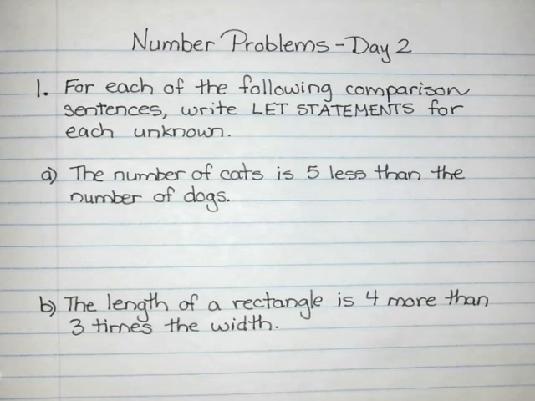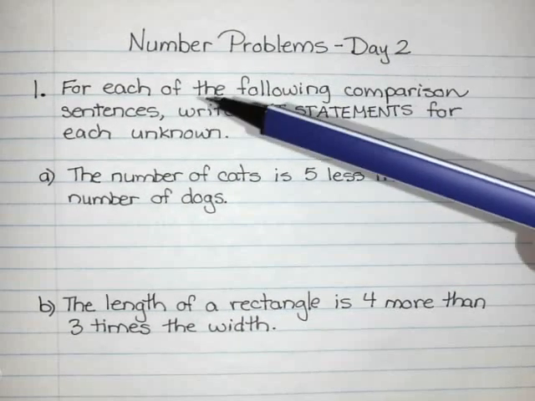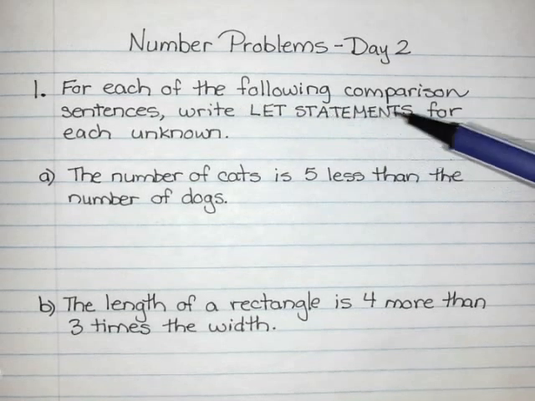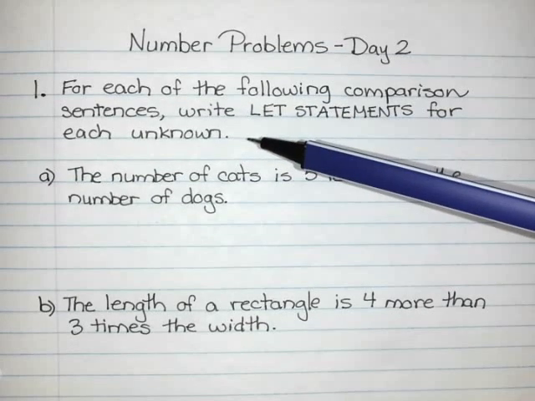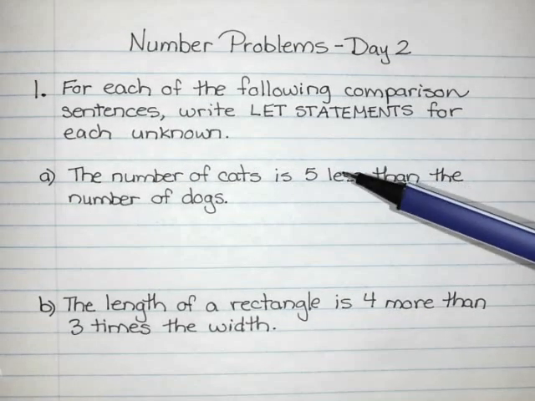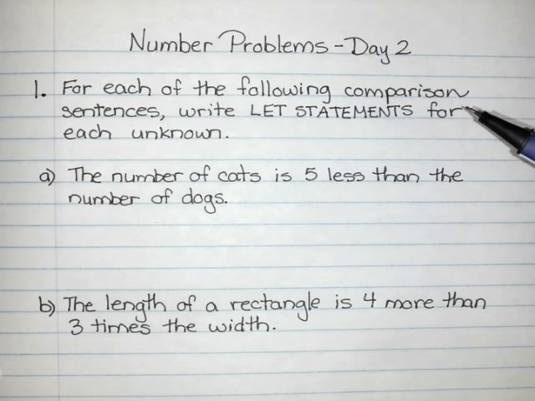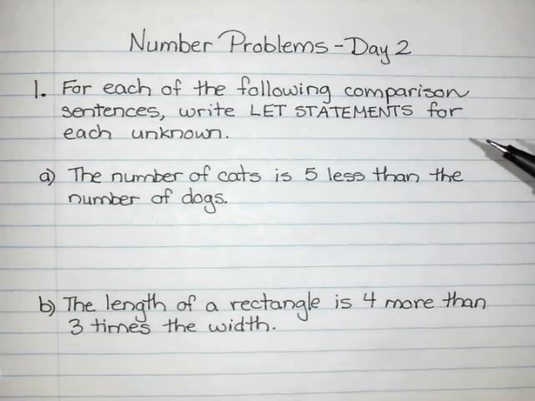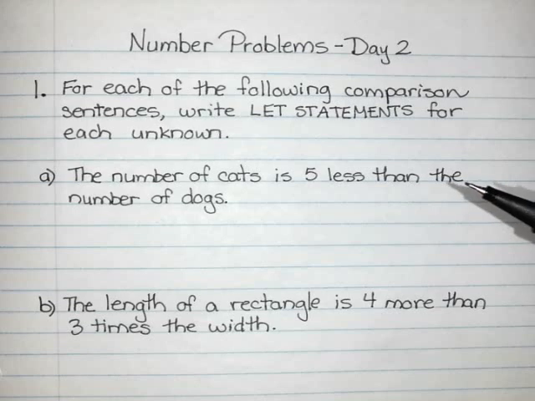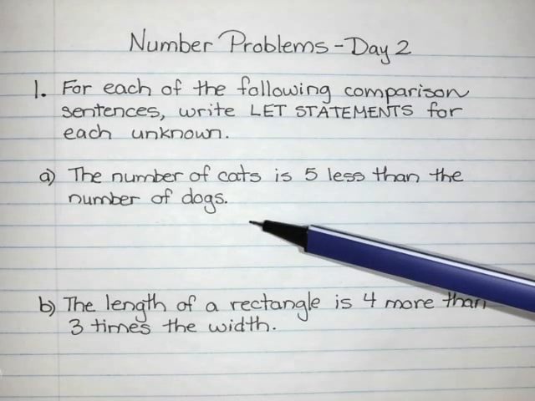Number problems. Our question here says, for each of the following comparison sentences, write let statements for each unknown. And then our first sentence says, the number of cats is 5 less than the number of dogs. So a comparison sentence is a sentence that compares two things. It tells you a little bit of information. So here in this sentence, it is comparing the number of cats and the number of dogs.